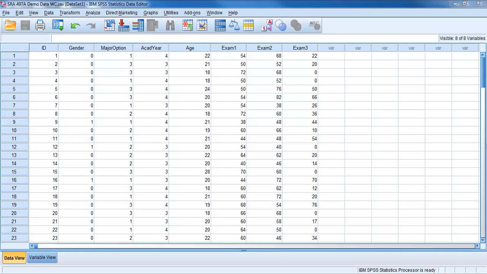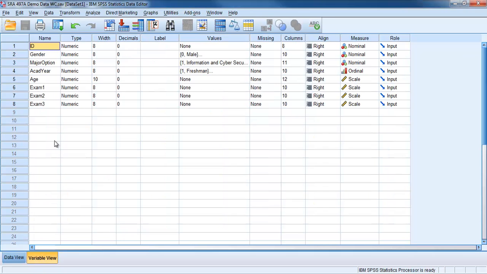In this demo, we'll show you how to run a one-way chi-square test in SPSS. A one-way chi-square test can only be run on categorical variables, which means that the data examined will need to be at the nominal or ordinal scale of measurement.